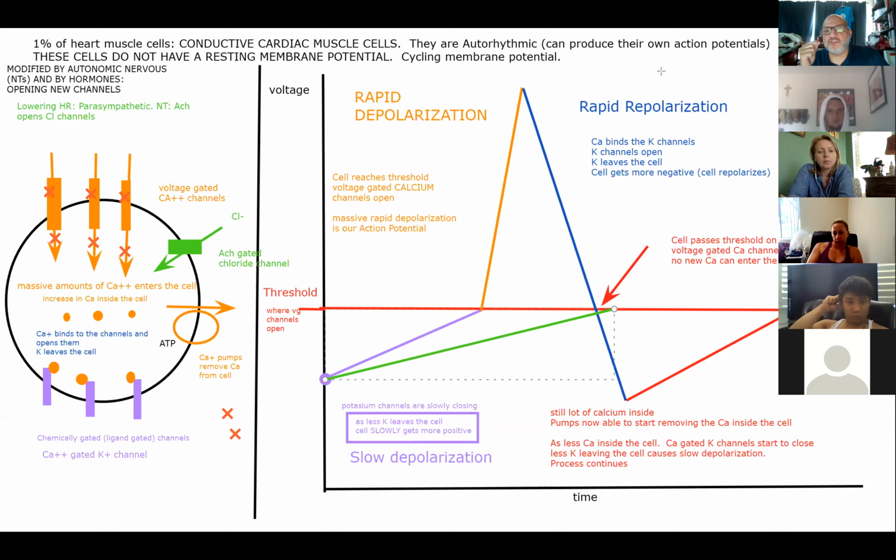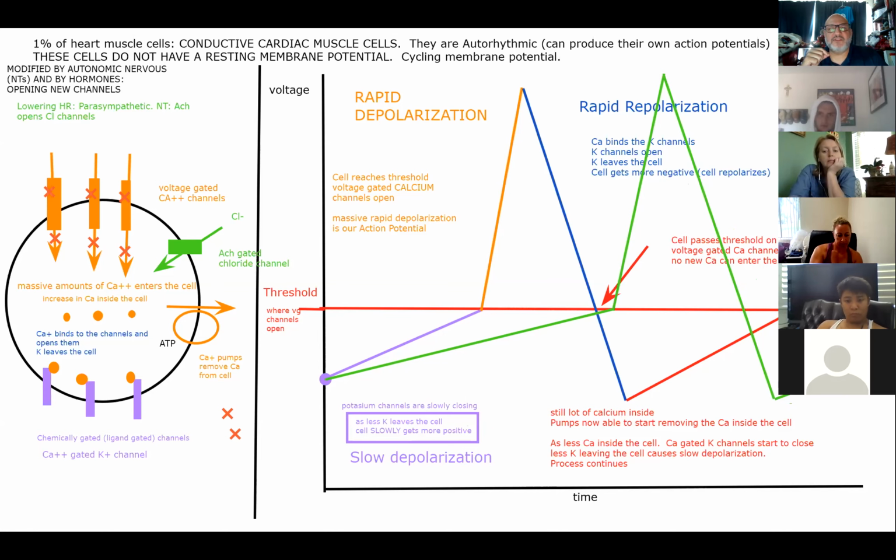Of course, once it reaches threshold, we'll get our rapid depolarization, and then we'll get our rapid repolarization, and then it will start anew. But notice, because we've opened those chloride channels, it has taken us longer to reach threshold, and the heart rate slows down. Excellent. That one makes sense? Yes. Perfect. Let's do the opposite.